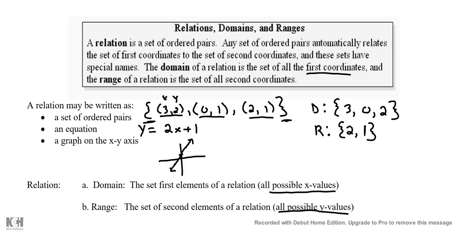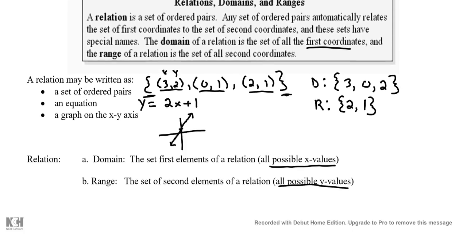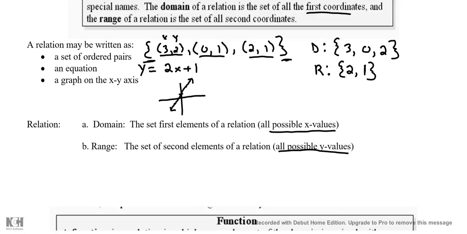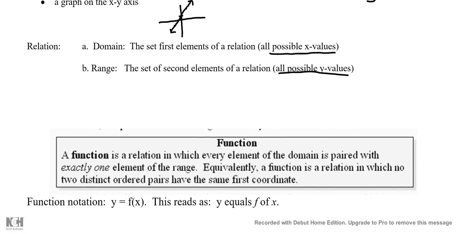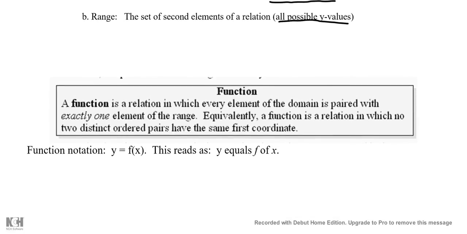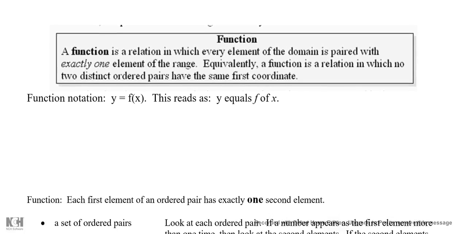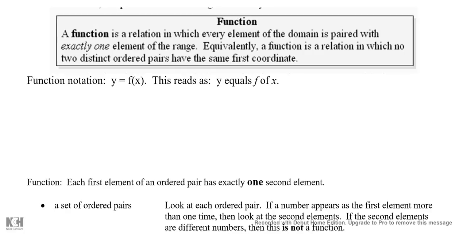We're also going to look, as we go on, at domain and range of equations and graphs, and we'll get to some examples of that after we look at another definition. And the definition in this case is the definition of a function. A function is a relation in which every element of the domain is paired with exactly one element of the range. In other words, each first element has exactly one second element. That's all a function is.